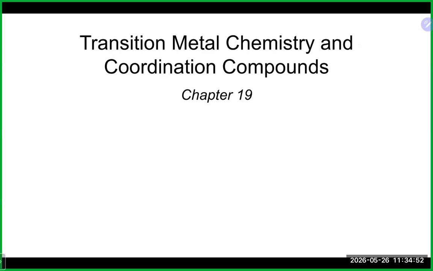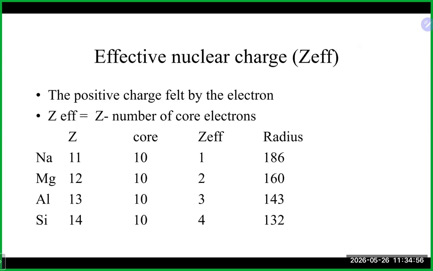Trends that we see on the periodic table. So let's just start with some of these important trends. One of them is the effective nuclear charge, which is sometimes referred to as Z effective. And essentially, when we talk about atoms, they obviously have electrons.